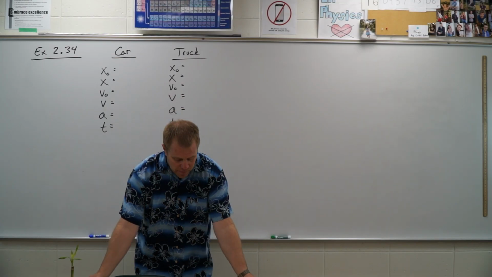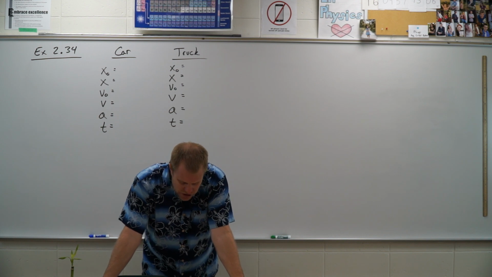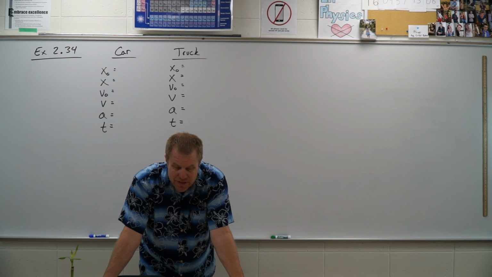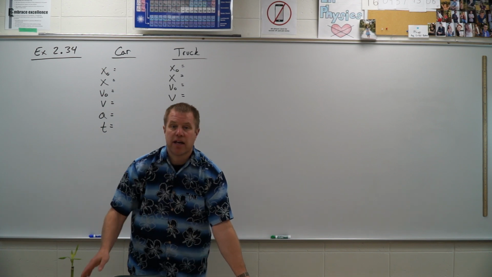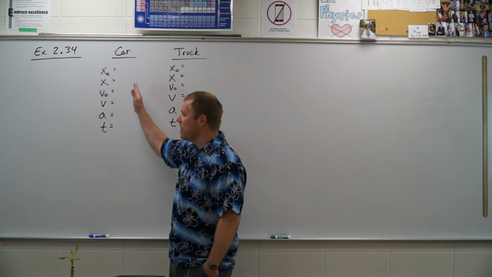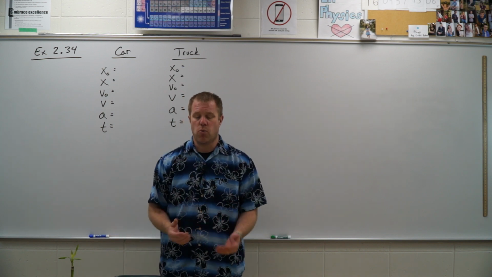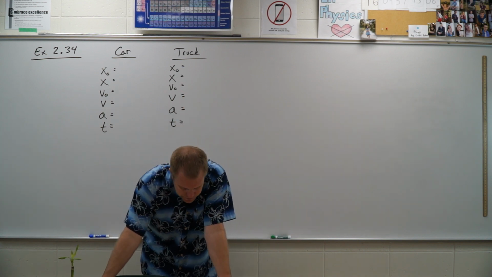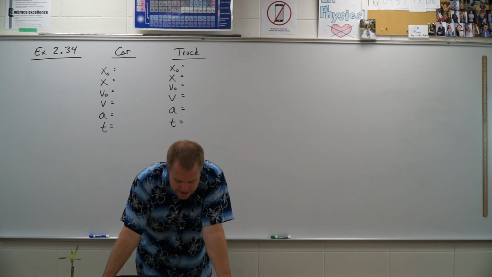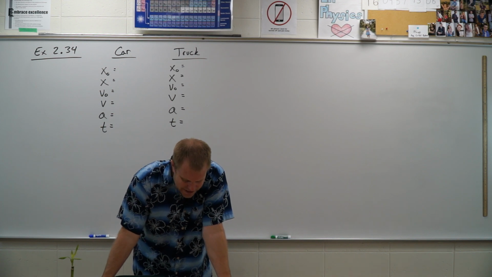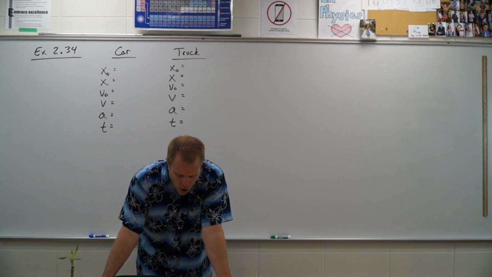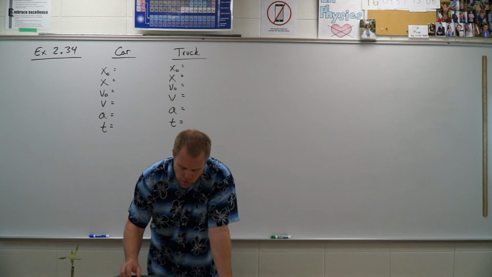Let's take a look at this example. At the instant a traffic light turns green, a car that has been waiting at an intersection starts ahead with a constant acceleration. Constant acceleration means I can list my variables and pick one of those equations from the sideboard there. At the same instant, a truck traveling with a constant speed of 20 meters per second overtakes and passes the car. How far beyond the starting point does the car overtake the truck?